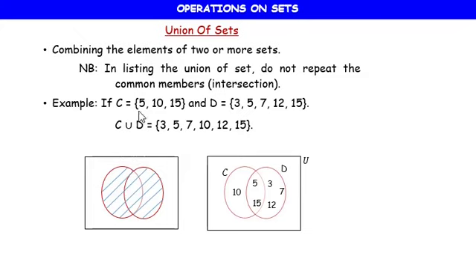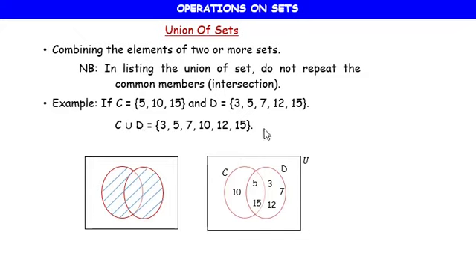Because we are combining the members of the two sets together, it means that the shaded region here represents the union of set. So everything within the two circles comes together to form the union of the set. Right, so everything here plus the intersection plus everything here will give us the union of set.